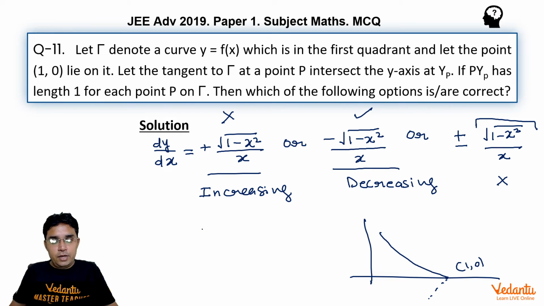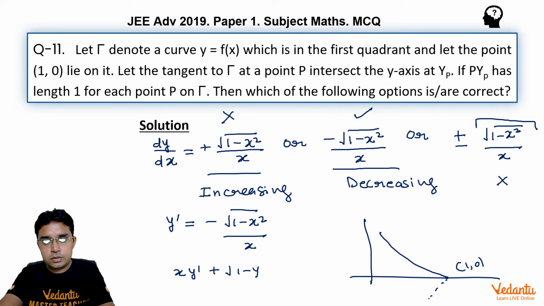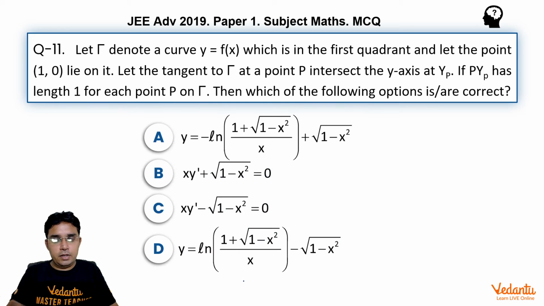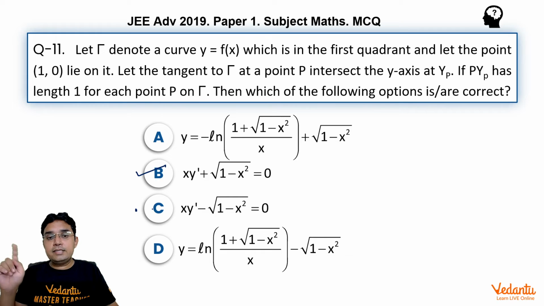value. So our differential equation for this would be y' is equal to minus root over 1 minus x square upon x. So if I multiply by x, we get xy' plus root over 1 minus x square is equal to 0. So this is the differential equation. Let us see in which option it is given. So B is the correct option for this one. C would have been correct for increasing, but it is not true for this question.